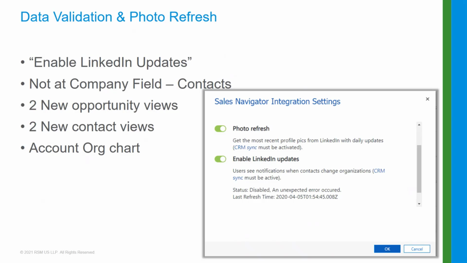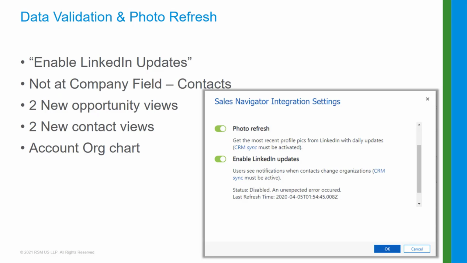Now let's talk a little bit about some of the features with this, right? You can see here those Sales Navigator integration settings. We saw earlier photo refresh was on there. And then we also see here enable LinkedIn updates. I'm going to talk a little bit about what that means. So by the way, this data validation actually does require an enterprise license. So if you have a team license for LinkedIn Sales Navigator, you won't get access to any of this. So I just wanted to mention that. After the synchronization has been configured, you can then turn on that data validation right here.